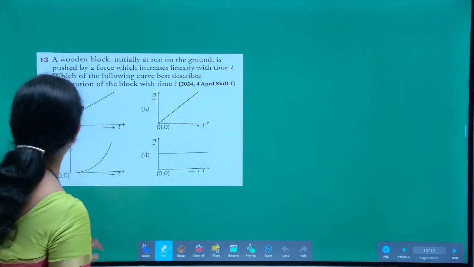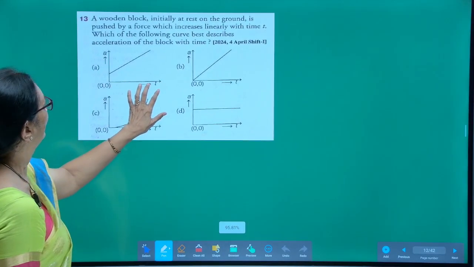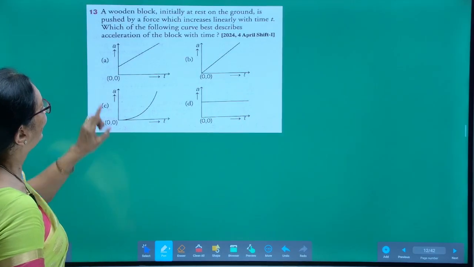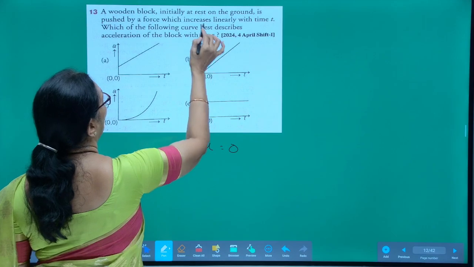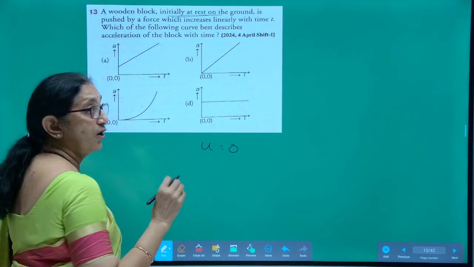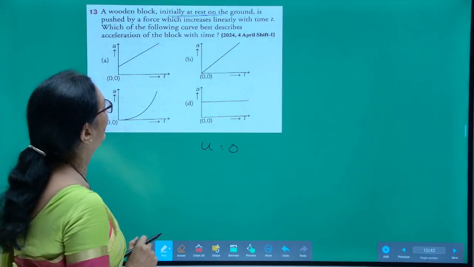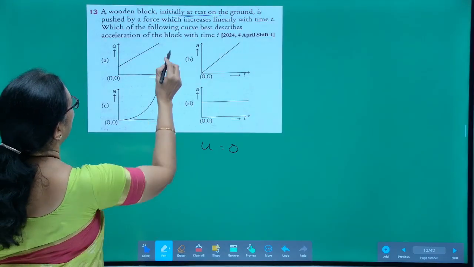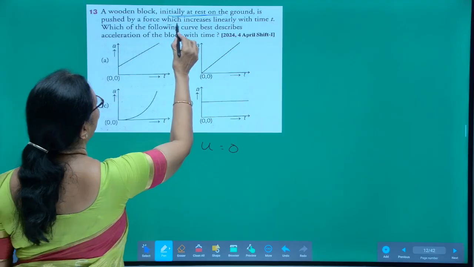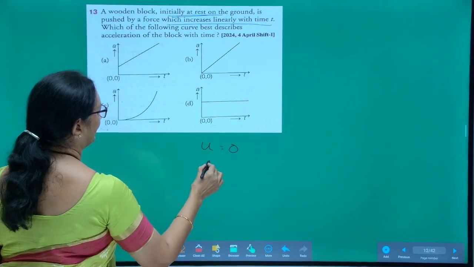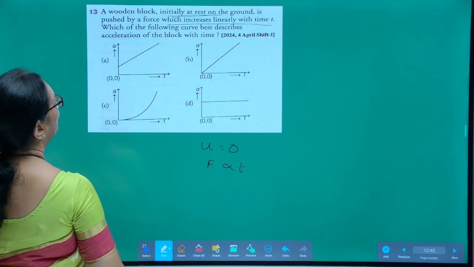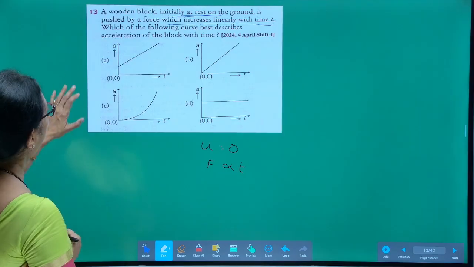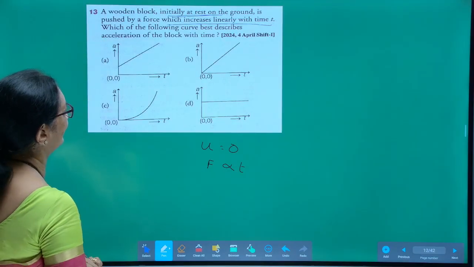Now, let us move on to this question. A wooden block initially at rest. So, you have to concentrate on the keywords. Initially at rest, it is pushed by a force which increases linearly with time. Force increases linearly with time. Which of the following curves best describes the acceleration?